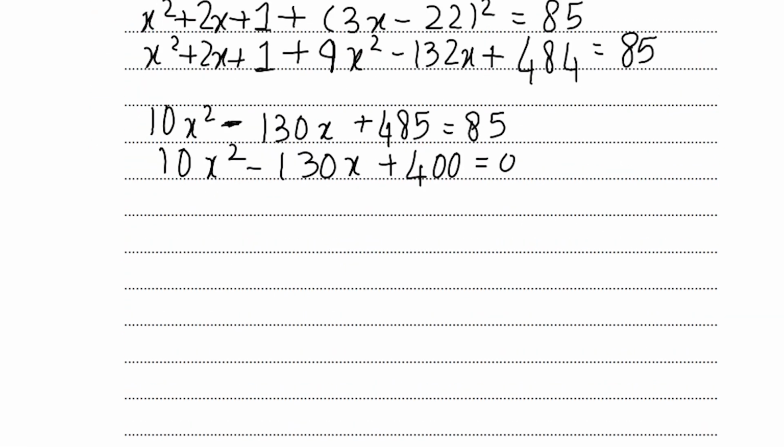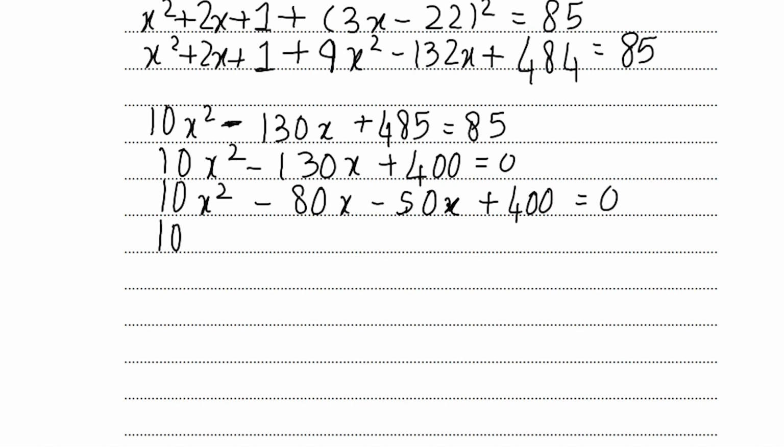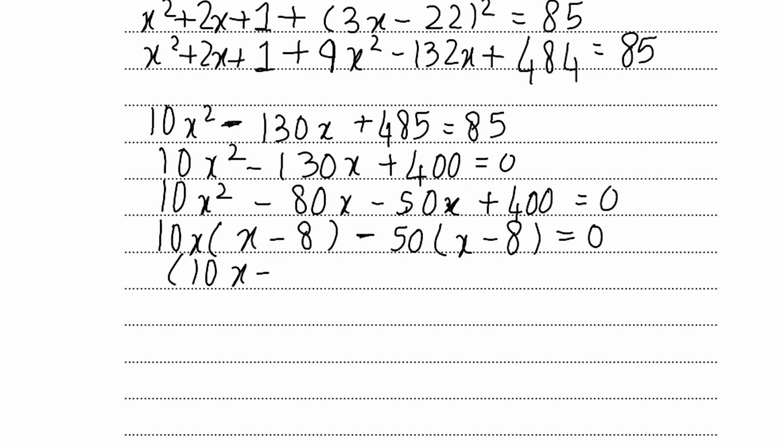Now we'll use the method of breaking the middle term. We'll factorize it. 10x square minus 80x minus 50x plus 400 is equal to 0. Taking 10x as common, x minus 8, minus 50, taking minus 50 as common, x minus 8 is equal to 0. 10x minus 50 and x minus 8 is equal to 0. So the two answers are x is equal to 5 and x is equal to 8.